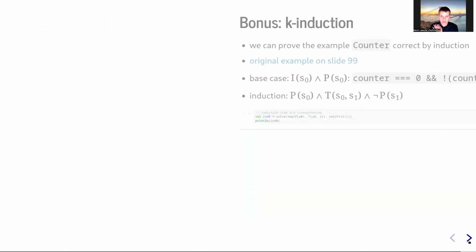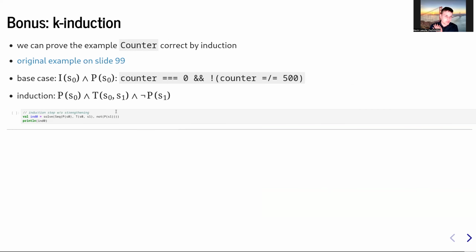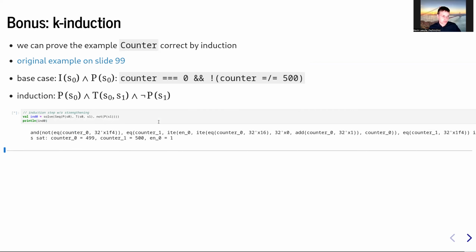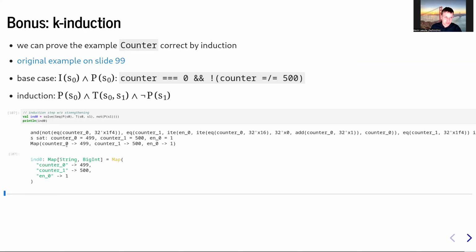So how does this work if we want to actually encode that? Let's look at the induction without a strengthening. These are the conditions that we wrote down. In S0, the property holds, so the counter is not equal to 500. Then we have S1 that follows S0, and we want to see if the property can be violated. The result is that it is satisfiable: the counter could be 400, the enable could be 1, and then the next cycle would be 500.